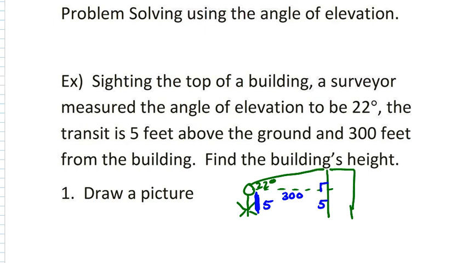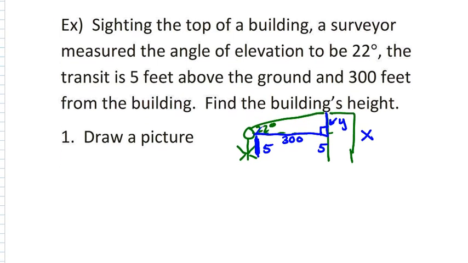So here I have a right triangle, if you notice. To the eye level with the transit, the angle of elevation is 22 degrees. And I know it's 300 feet from the transit to the building, or from the surveyor to the building. So it says to find the building's height. Well, first of all, I can find this little piece here I call y. And then at the end, I can add 5 to find the total height.